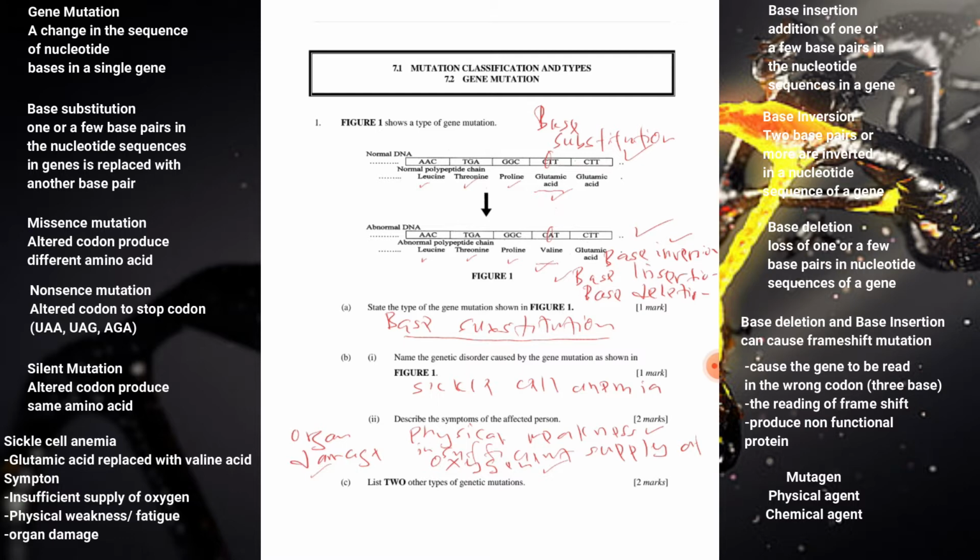Okay, list 2 other types of gene mutation. So we have base substitution, so base inversion. What is meant by base inversion? 2 base pairs or more are inverted in the nucleotide sequence of the gene. Base insertion is adding one or few base pairs in the nucleotide sequence in a gene. Base deletion, loss of one or few base pairs in the nucleotide sequence of a gene.